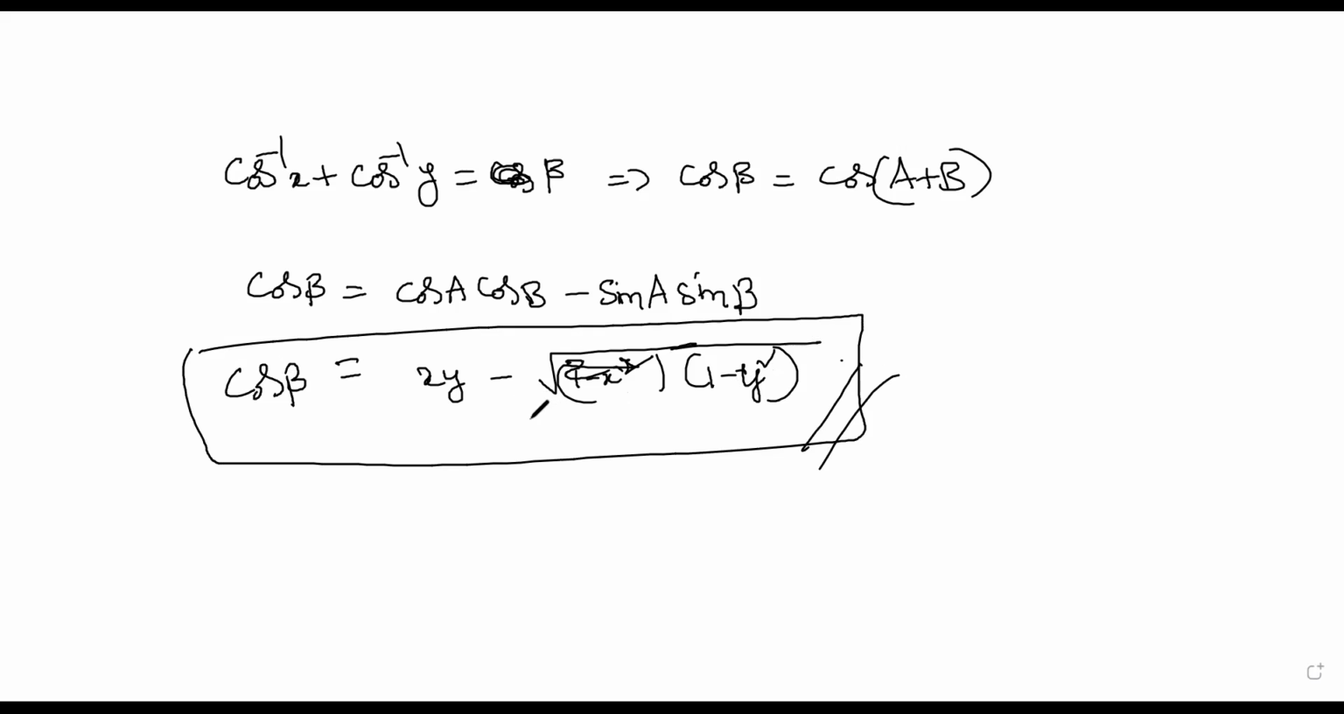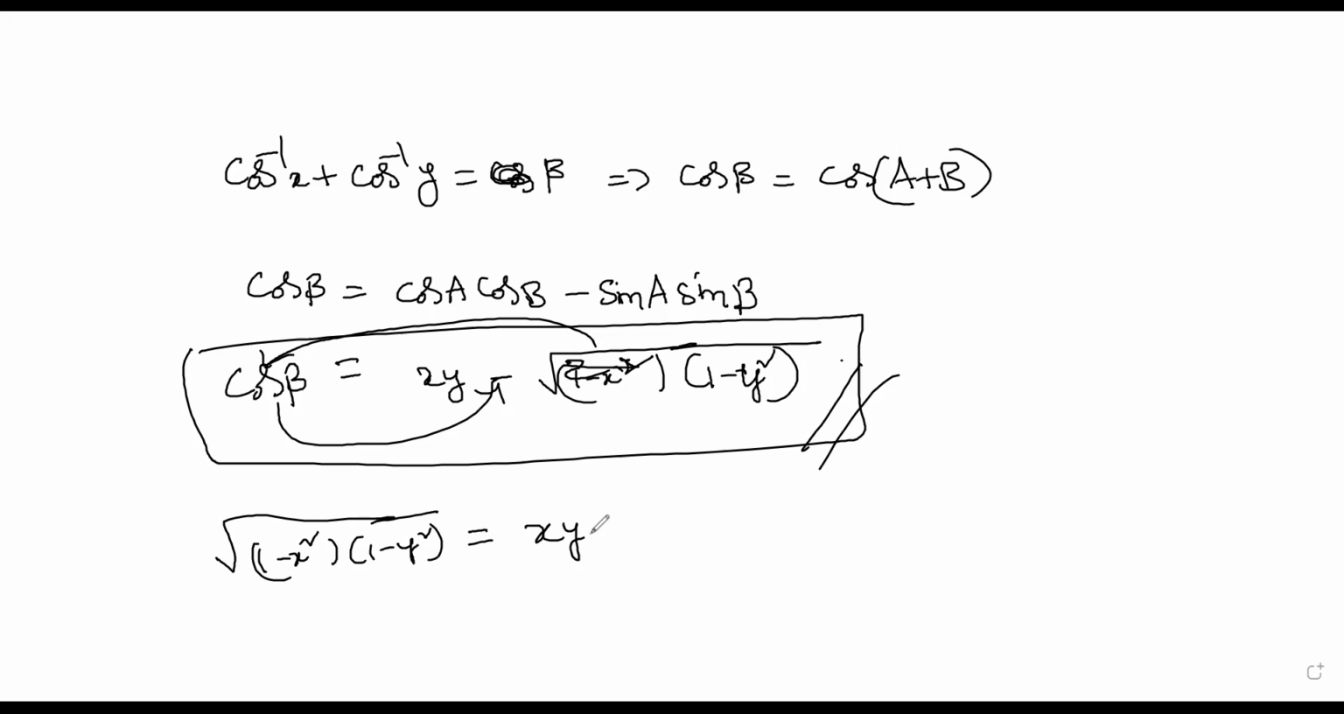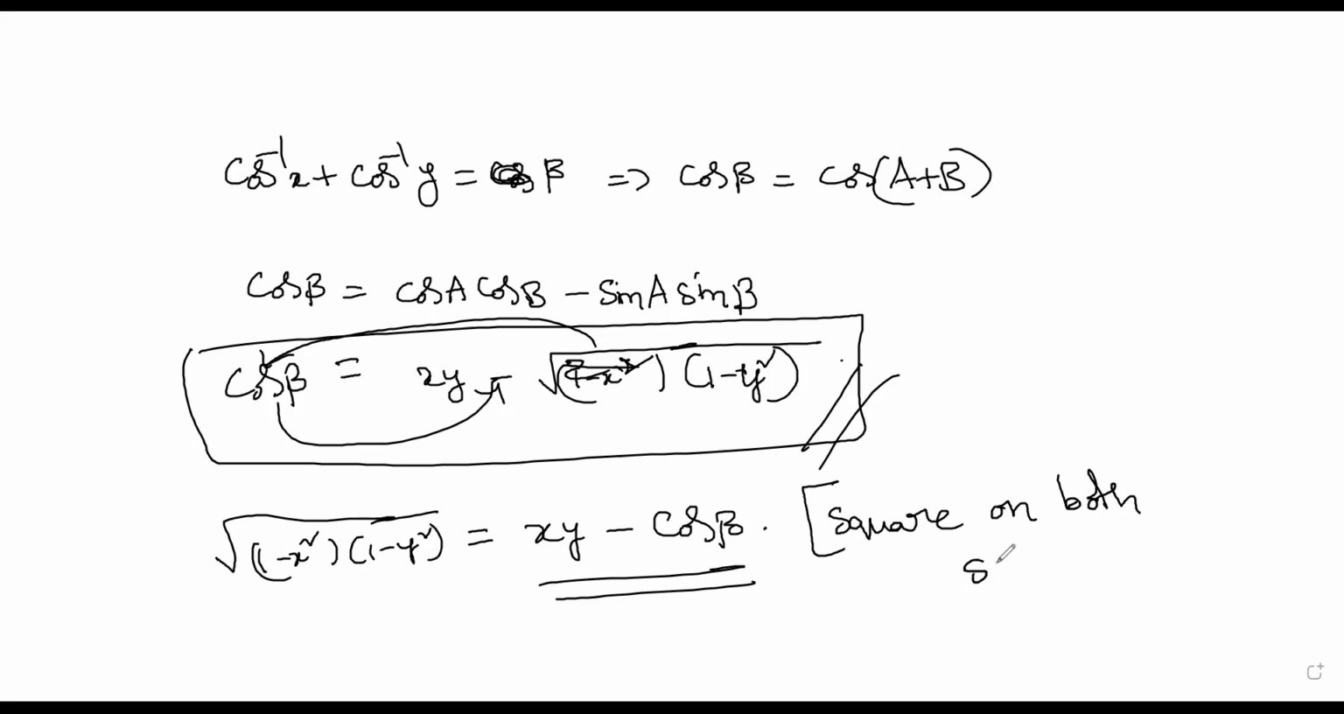A little bit tough. Actually, what we have to do is this term will send this side and cos beta this side. So when you send this term this side and cos beta this side, it becomes square root of 1 minus x square into 1 minus y square happens to be xy minus cos beta. You can do like this. This is the other way of doing. That also will solve anyway. So you take like this and square on both sides. Both the methods you can do.